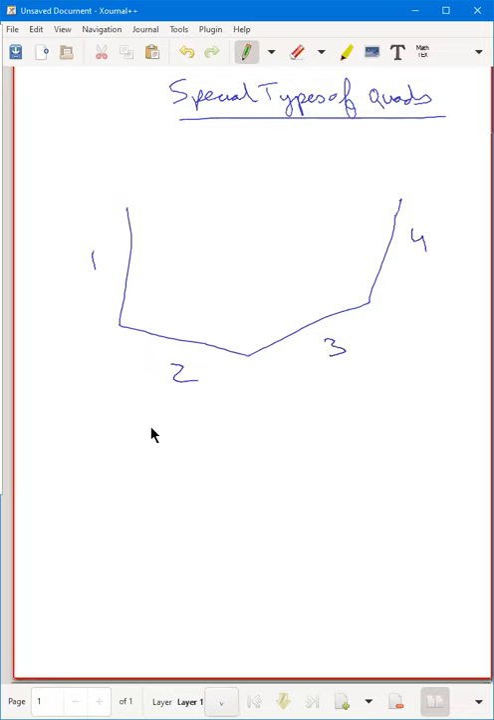Sir, a closed shape with four sides. Yeah, a closed shape or a closed polygon. So we will not call it a shape. We will say it's a closed polygon, right? Which has four sides, is a quadrilateral.